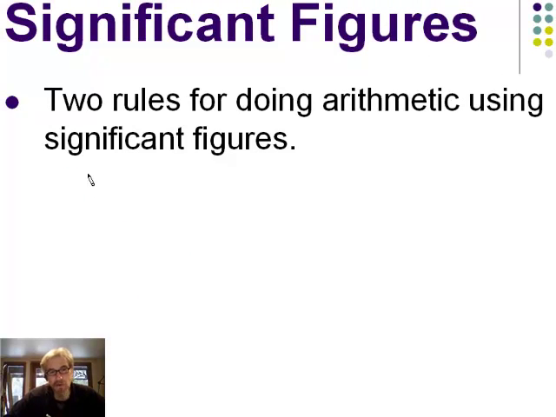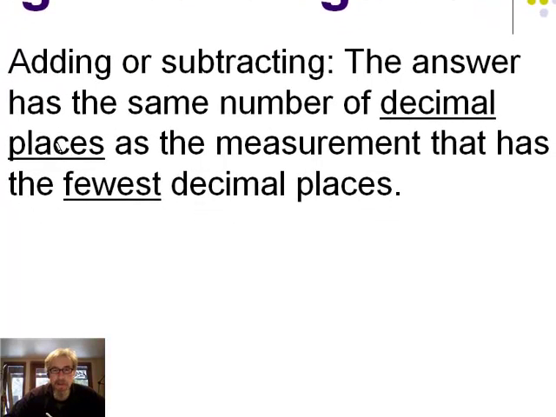Now, you are not only going to read and write numbers in this class, you're going to have to do arithmetic. Add, subtract, multiply, and divide. So we have two rules for doing arithmetic using sig figs. One's for adding and subtracting, and another one's for multiplying and dividing. When you add or subtract, the answer that you get should have the same number of decimal places as the measurement in the problem that has the fewest decimal places.